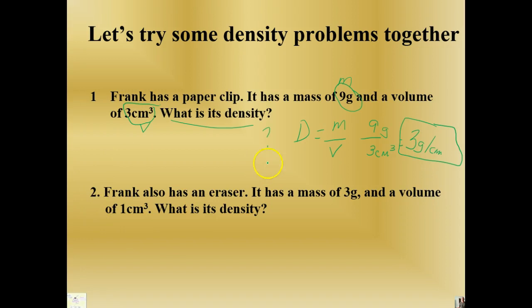Frank also has an eraser. It has a mass of 3 grams. So we're going to circle 3 grams, and if you want to, go ahead and put an M here because that's a mass, and a volume of 1 centimeter cubed. Put a V for volume. What is the density? Mass divided by volume equals density. So I take 3 divided by 1. Don't forget your units. Grams over centimeters cubed gives you 3 grams per centimeter cubed. Sorry, my pen's messing up again.